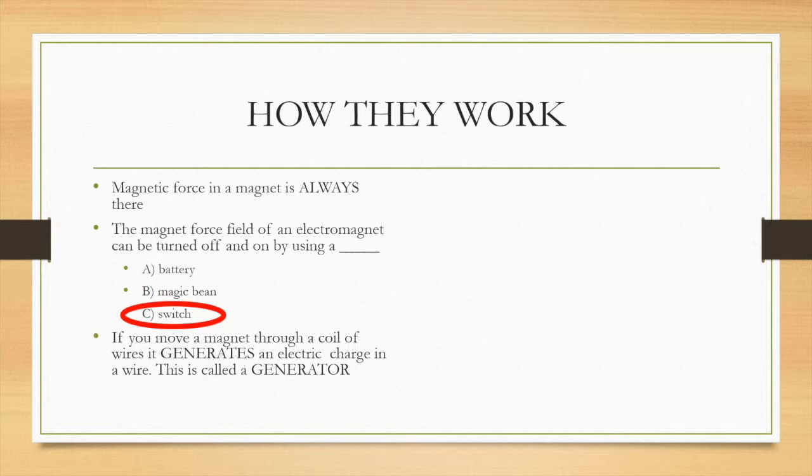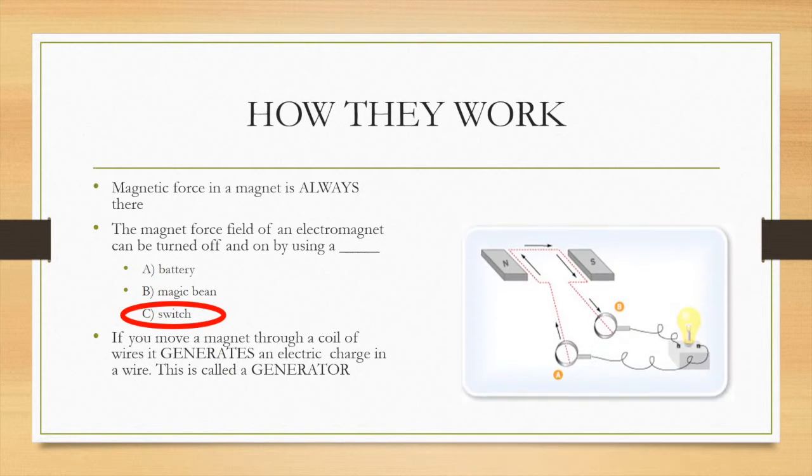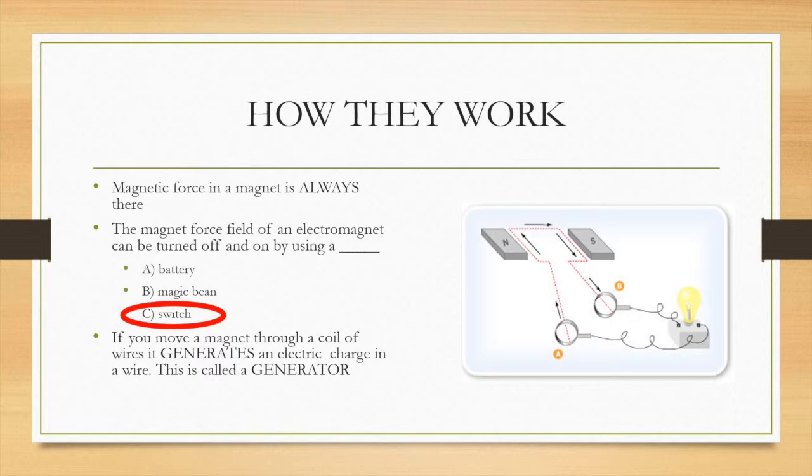If you move a magnet through a coil of wires, it generates an electric charge in a wire. This is called a generator. And that is what is being represented in the picture on the right. The magnets are moving through a coil of wires, which is generating electricity to light up the light bulb.